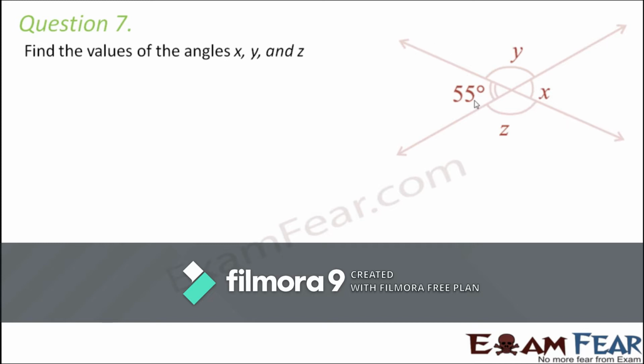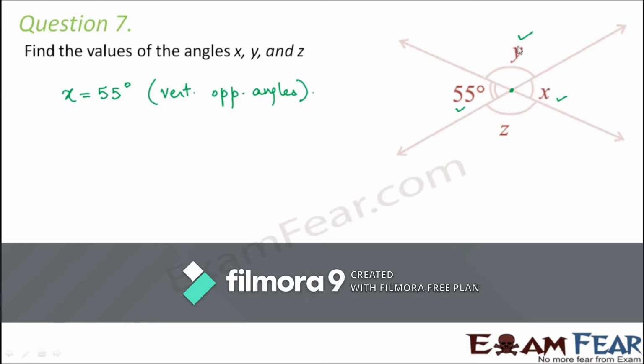These are two intersecting lines which are intersecting at this point, and this 55 degree and x are vertically opposite angles. And we know that vertically opposite angles are always equal. Therefore, x will be equal to 55 degrees. Why? Because they are vertically opposite angles. So we found out the value of x.